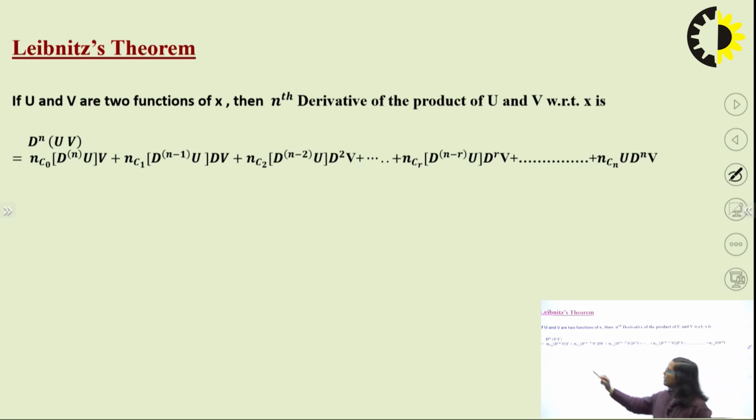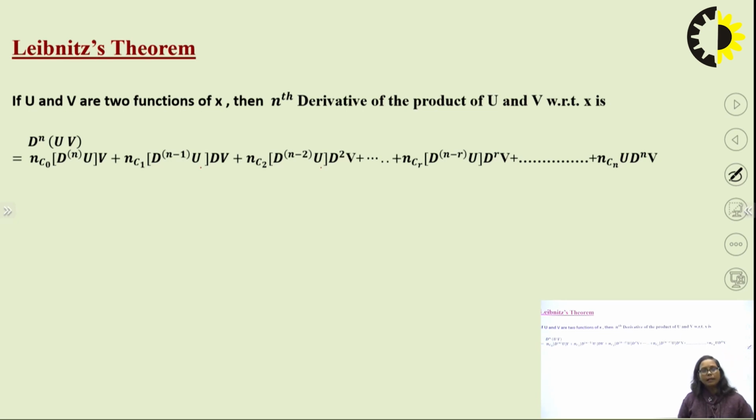Look at the statement: the nth derivative of u into v is nC0 nth derivative of u into the second function v as it is, plus nC1 (n minus 1)th derivative of u into the derivative of v, plus nC2 (n minus 2)th derivative of u into d square v, plus nCr (n minus r)th derivative of u into the rth derivative of v, and going up to the nth term, nCn u as it is into the nth derivative of v.